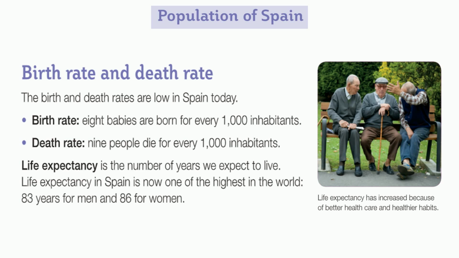Life expectancy is the number of years we expect to live. Life expectancy in Spain is now one of the highest in the world. 83 years for men and 86 for women.